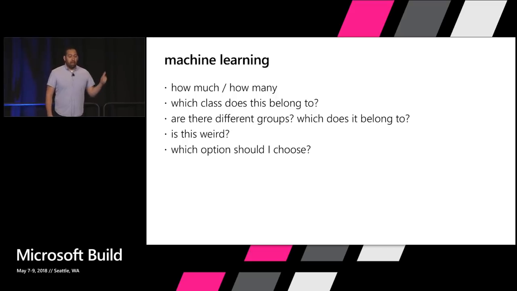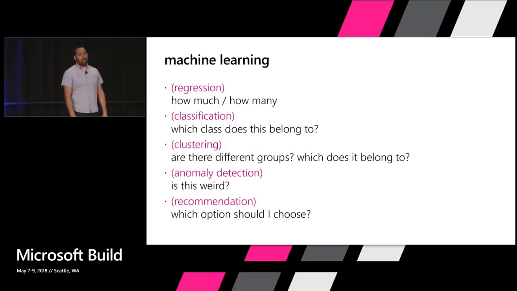How much, how many? Which class does it belong to? Are there different groups? Is it weird, or which option should I choose? You've probably heard them called by the fancy name.